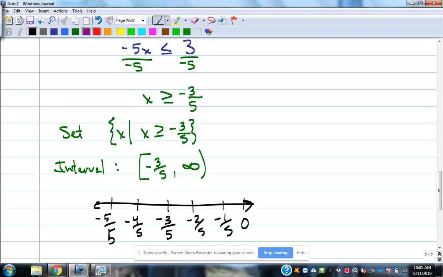So I'm going to put a square bracket, opening to the right, and going to the right with my arrow. Shading or arrow, whichever way you want to describe what you're doing there. Again, square bracket means we're including that. You're going to have a square bracket if you have an equal to mark, and a parenthesis if you don't have the equal to mark. All right.